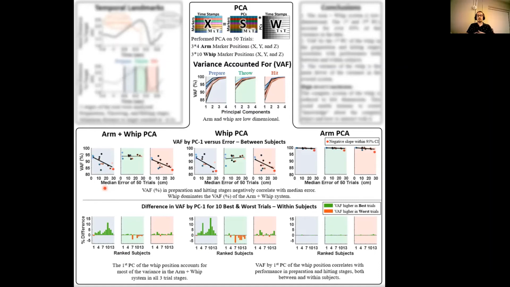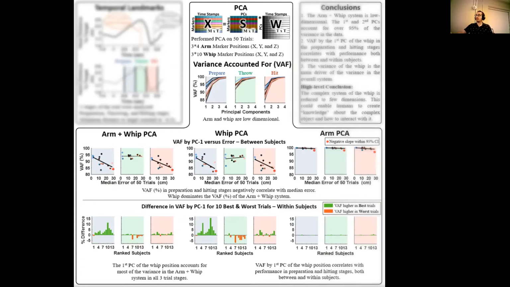Now we wanted to see if this was also true within subject. And so we took the 10 best trials of a participant, calculated the variance accounted for, and compared it to the 10 worst trials. And if we compute the difference, we can see that there's a higher variance accounted for in the 10 best trials compared to the 10 worst trials, again in the preparation and hitting stages for the participants.